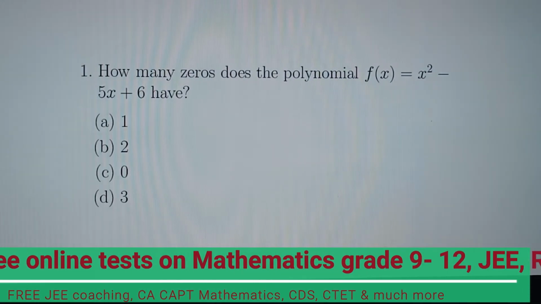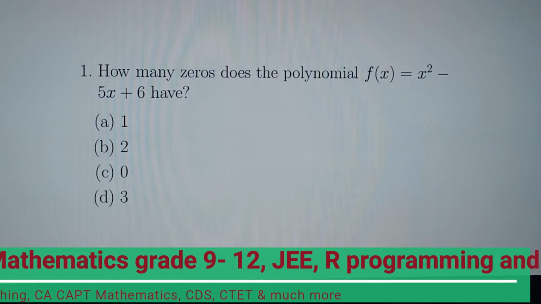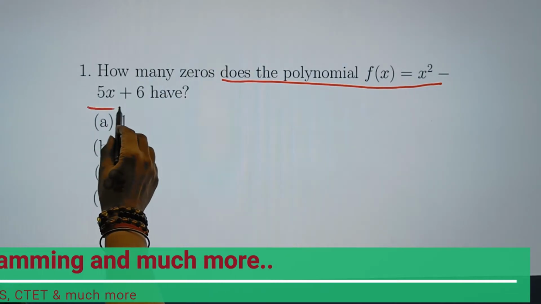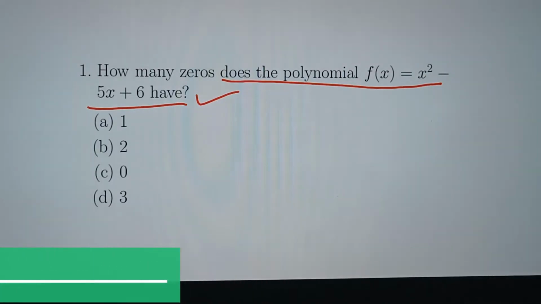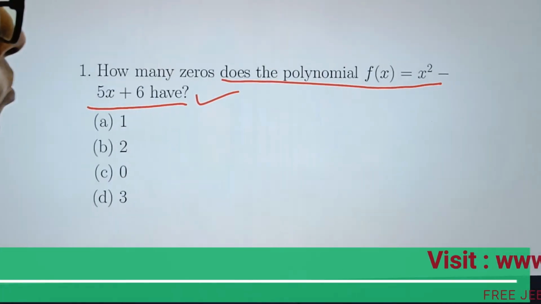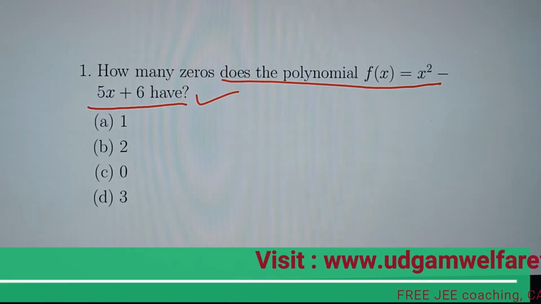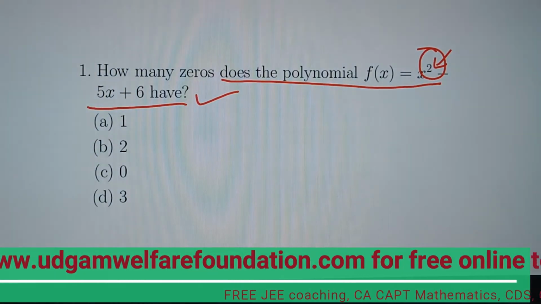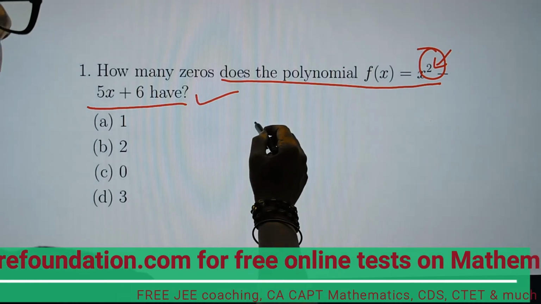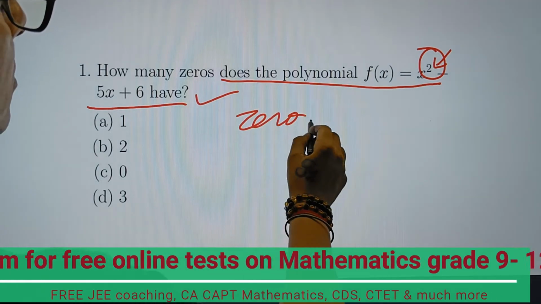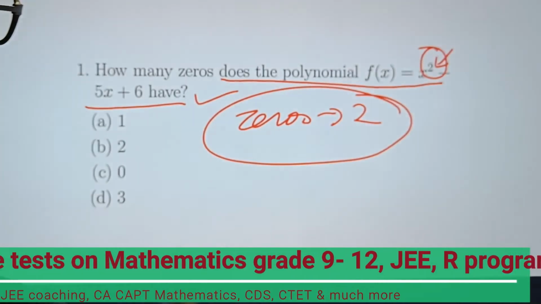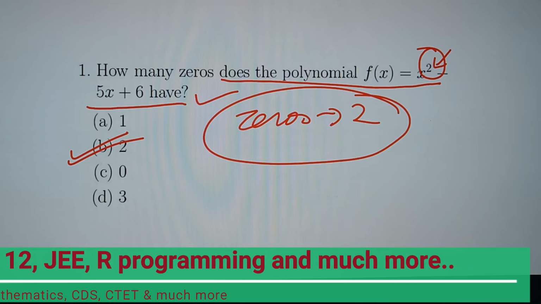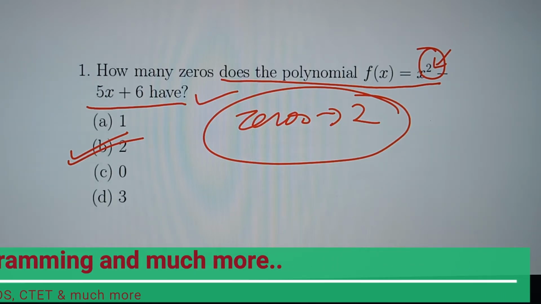So students, this is our first MCQ on polynomials and this particular case study. How many zeros does the polynomial x square minus 5x plus 6 have? As we know, the degree of the polynomial states the number of zeros of the polynomial. Here the degree is 2, as x contains the power 2. Therefore we can say that this polynomial will have 2 zeros. So option B is the correct answer here. Very simple. As this is a quadratic equation, it must have 2 zeros.